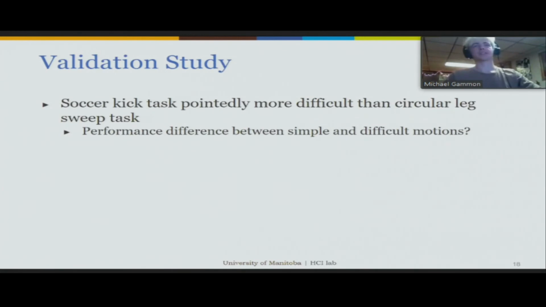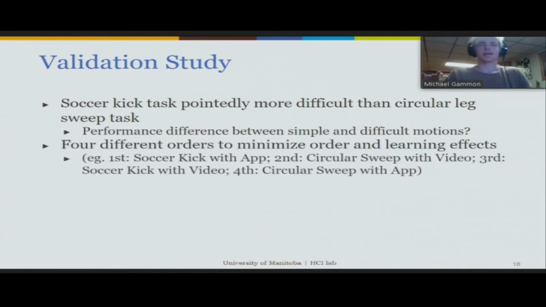And we wanted to see how the comparison methods differed between simple tasks and difficult tasks. So we purposely made one harder than the other, namely the soccer kick was requiring a much larger range of motion. And we also made sure to randomly assign task orders in order to minimize order and learning effects.